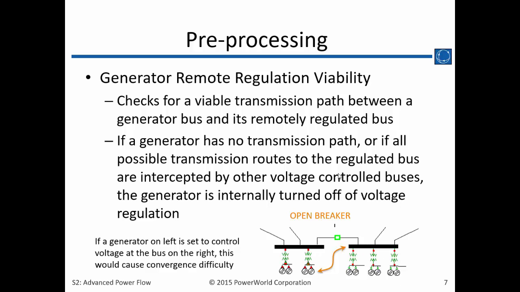Therefore, we look for those things, and if we don't have a direct path, and we don't have a path that we can reach this bus without crossing another regulated bus, then we turn off the voltage regulation of these generators instead. So that is a pre-processing step, because we don't even want to get into Simulator trying to solve for this situation when it's just not viable. So we check for that.